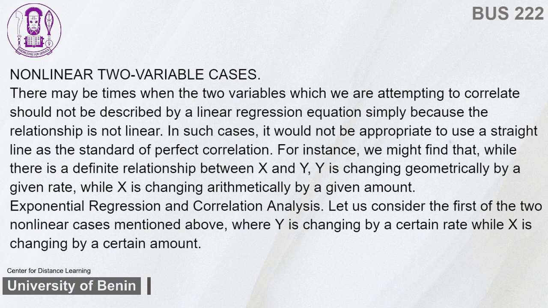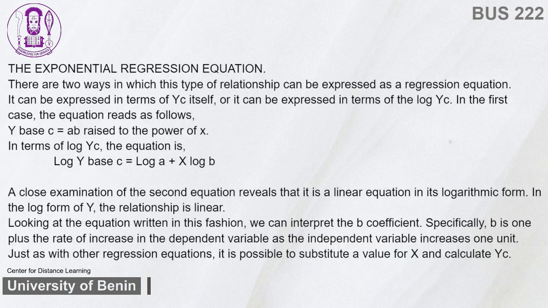Exponential regression and correlation analysis. Let us consider the first of the two nonlinear cases mentioned above, where y is changing by a certain rate while x is changing by a certain amount. The exponential regression equation. There are two ways in which this type of relationship can be expressed as a regression equation. It can be expressed in terms of yc itself, or it can be expressed in terms of the log of yc. In the first case, the equation reads as follows.